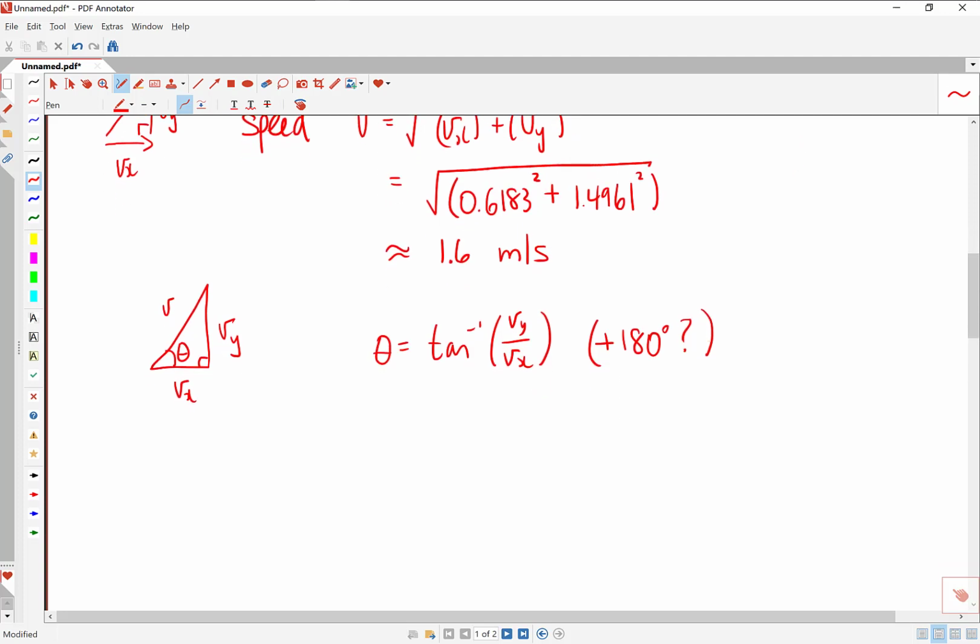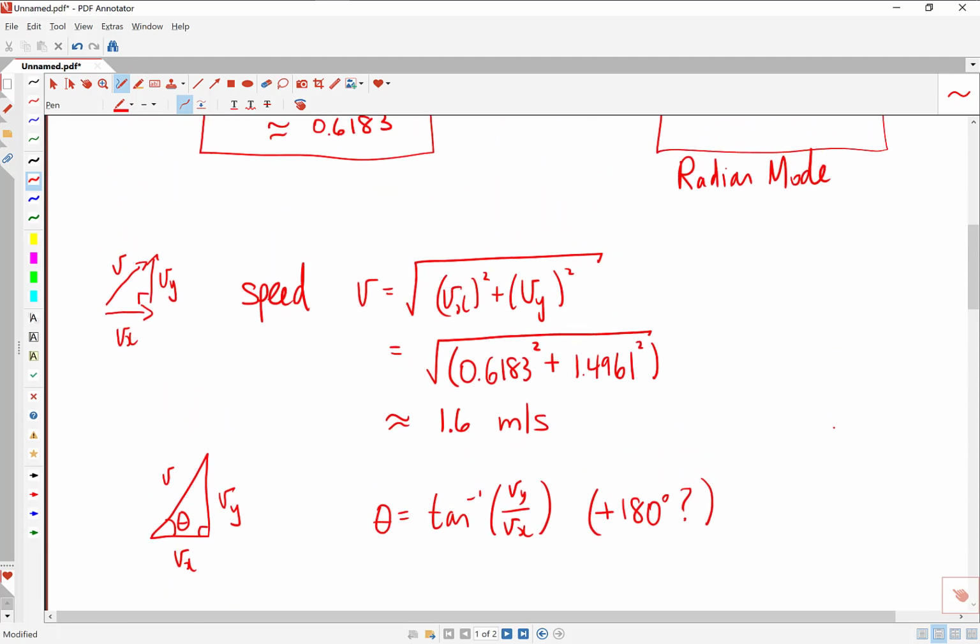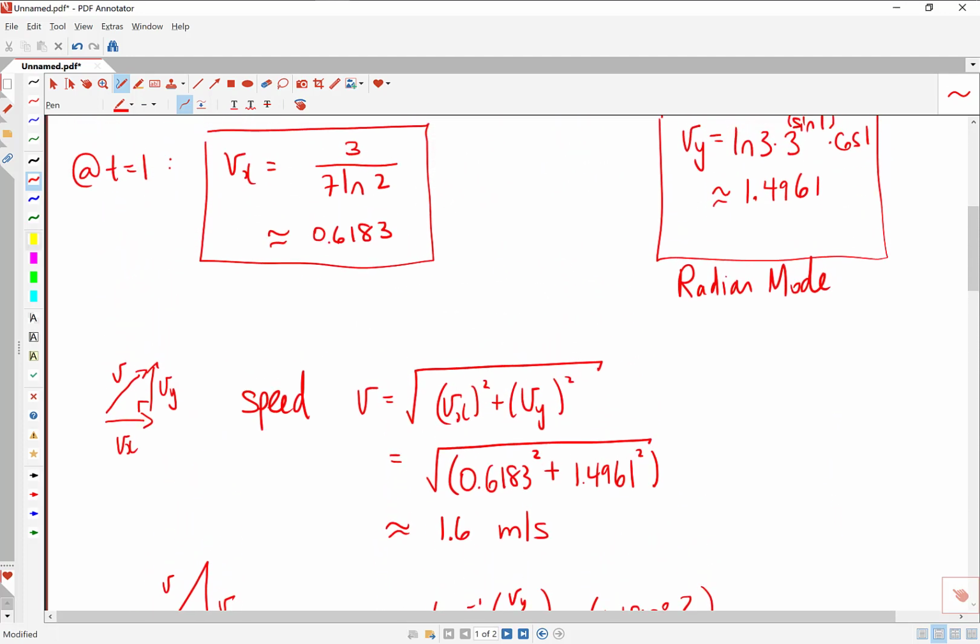And the way you figure out whether you need to add 180 degrees is you just figure out what quadrant you're in. So let's look back at our values here. This is where these numbers come into play. So our horizontal velocity is positive.